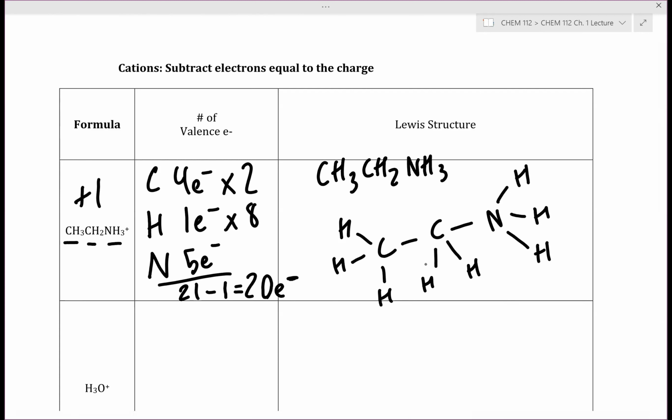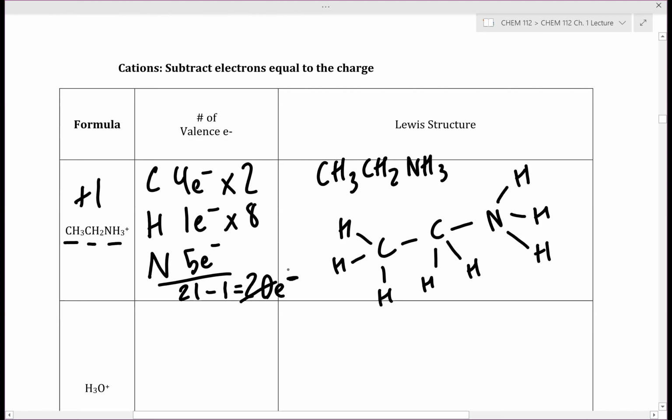Let me check really quickly. 8, 16, 21, 3, 6, 8. Yes, that's fine. 8, that's 8. Yes, that's fine. Let me count one more time. 1, 2, 3, 4, 5, 6, 7. Yep, that's correct. We formed 10 bonds.